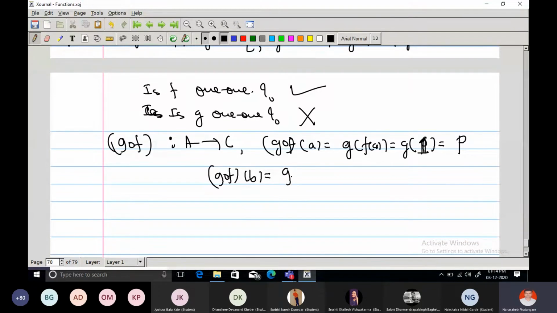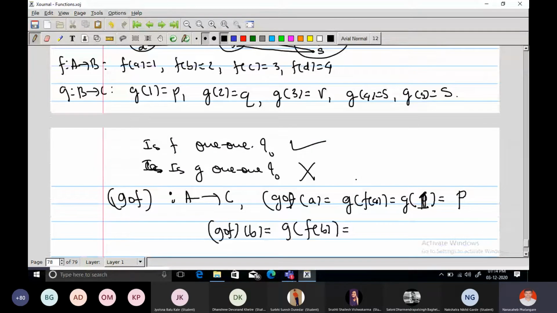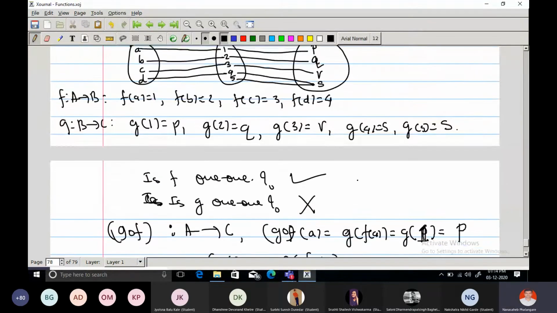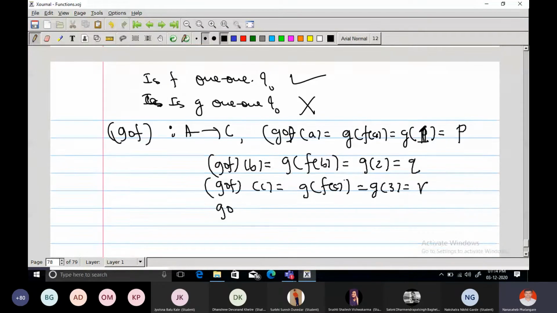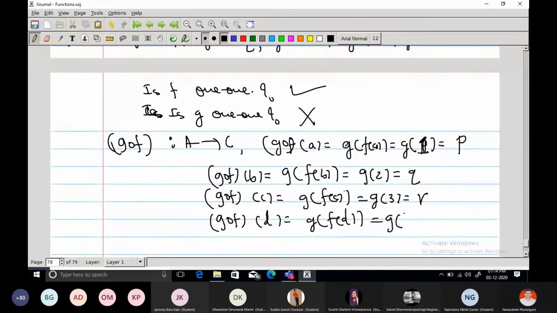What is G composite F of C? It is G of F of C, which is G of 3, and that is R. What is G composite F of D? So G of F of D, which is G of, what is F of D? F of D is 4. What is G of 4? S.